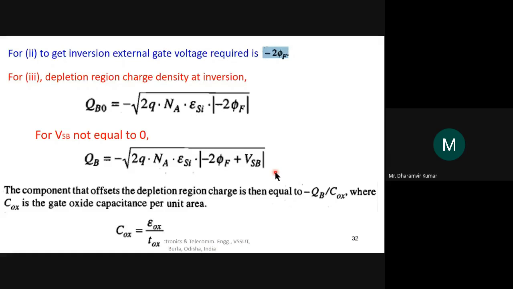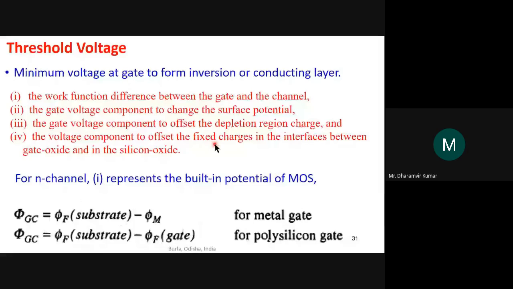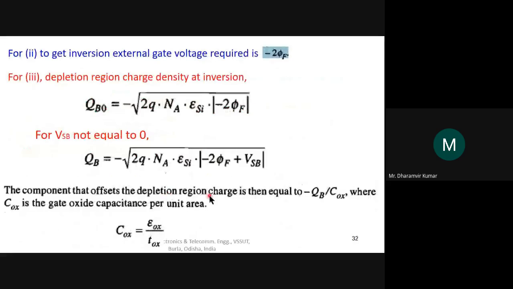Third point is taken. Now the last point was about the fixed charges that are present in the interfaces between the layers. So the component that offsets the depletion region charge, which is still about the same point and represents the charge content, is equal to minus QB by C oxide, where C oxide is the gate oxide capacitance per unit area.